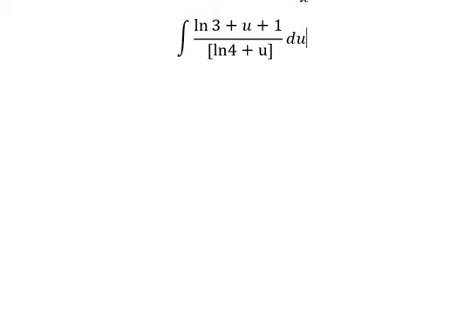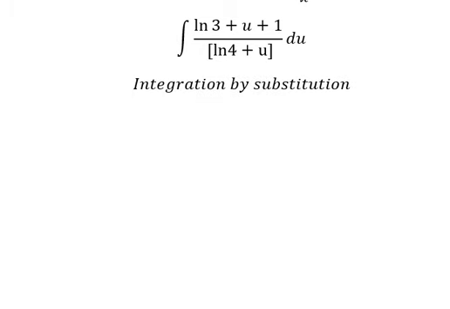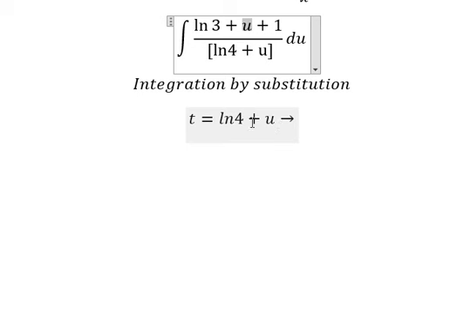Next, we need to use integration by substitution. So I will put t equals ln 4 plus u. Because we have u in here, I will move ln 4 to the left.